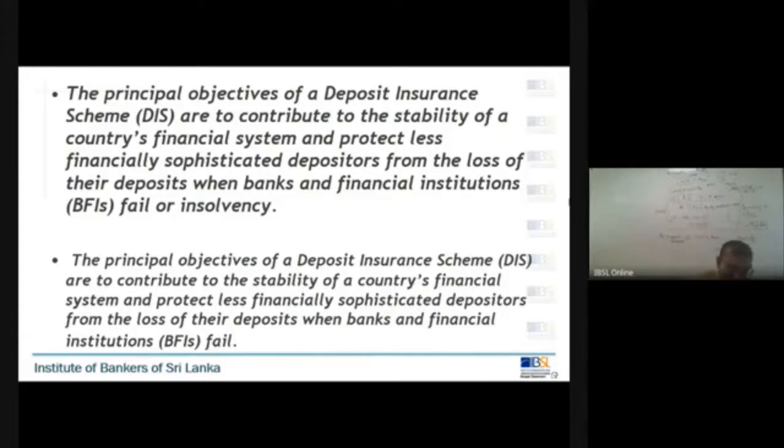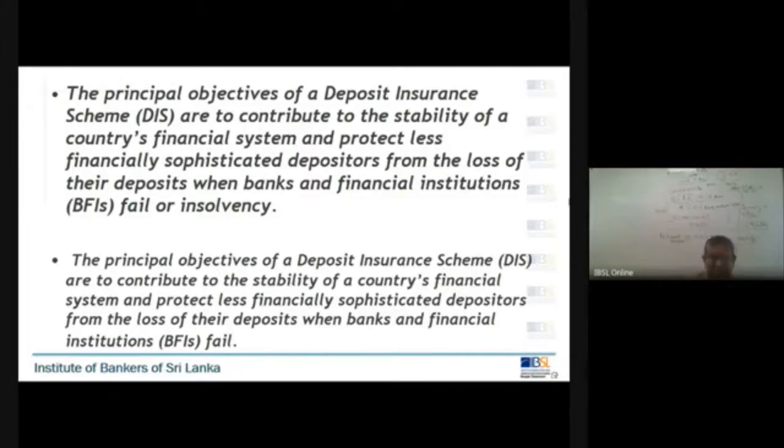Anyway, suppose all finance companies have collapsed. Can central bank pay? Because they don't have money, you know. From where do they pay that compensation? From the fund. From the insurance fund. Right? So that fund will be accumulated from the premium from whom? From the member institutions. Right? If they don't have adequate fund in the scheme, how can they pay? Remember that also, right?